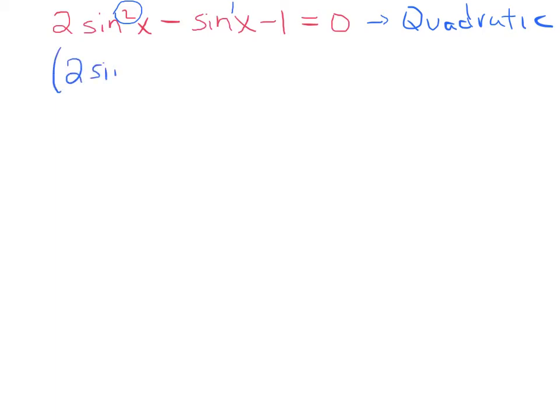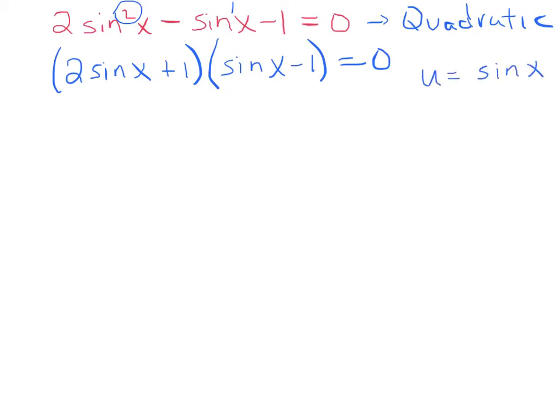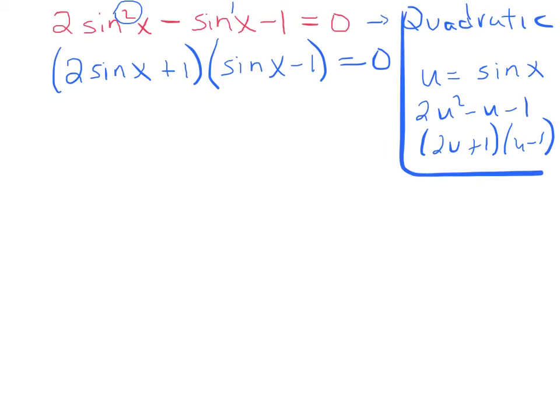So that would factor to 2 sine x plus 1 times sine x minus 1 equals 0. Okay? Factoring it just like a quadratic equation. If we wanted to, we could have used that u substitution and let u be sine x, and we would have had 2u squared minus u minus 1, okay? Which would factor to 2u plus 1 and u minus 1, and then we could replace our u's with the sine of x.